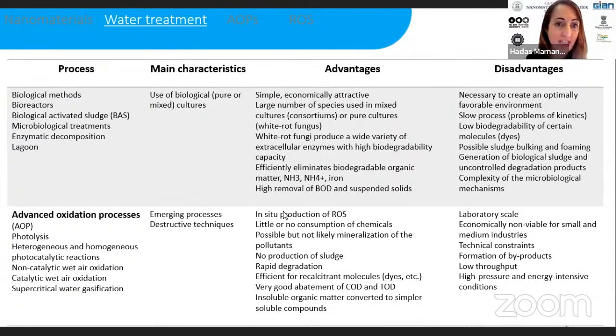We have advantages. One of the advantages is in situ production of reactive oxygen species. It has little consumption of chemicals or even none. It is possible to mineralize the pollutants, but it's not very likely, because usually by itself it will not mineralize.